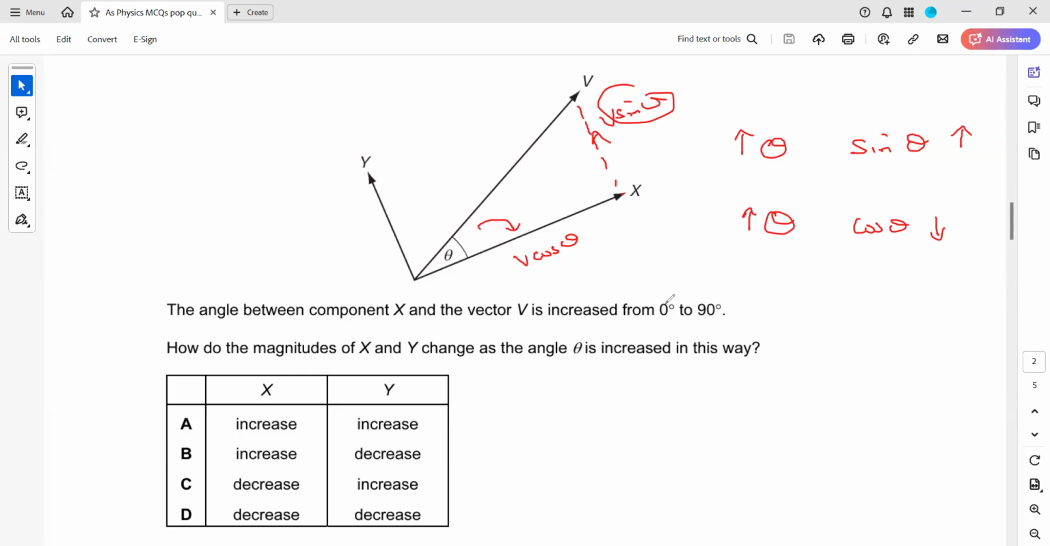So what they mentioned, if we increase the angle from 0 to 90. The x component is v cosine theta and the y component is v sine theta. So when we increase the theta, what will happen to the value of the sine theta? The sine theta will increase. So what will happen to the value of the y? The value of the y will increase.